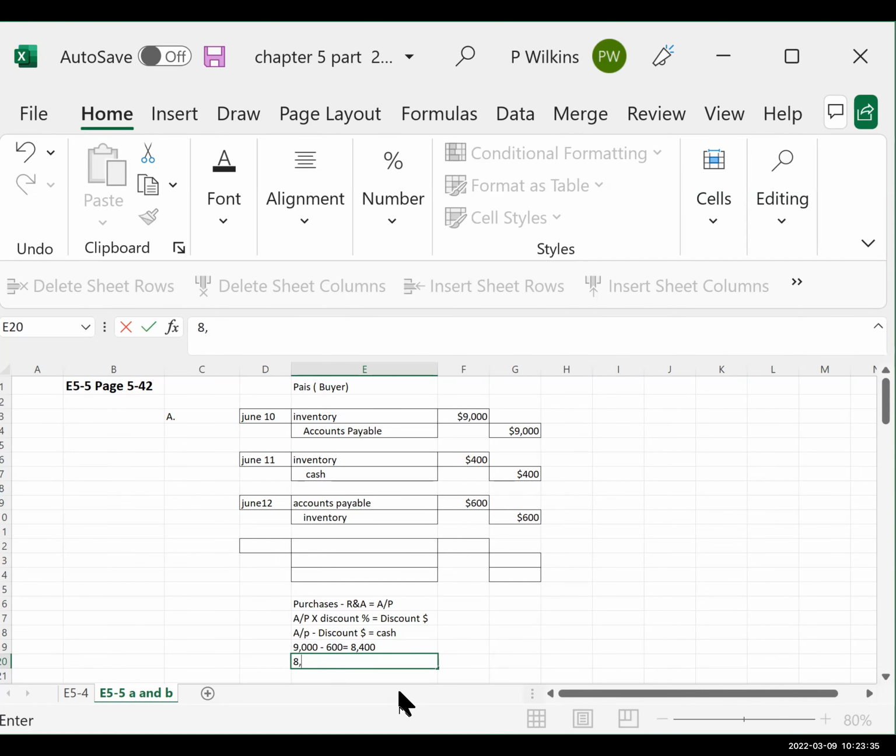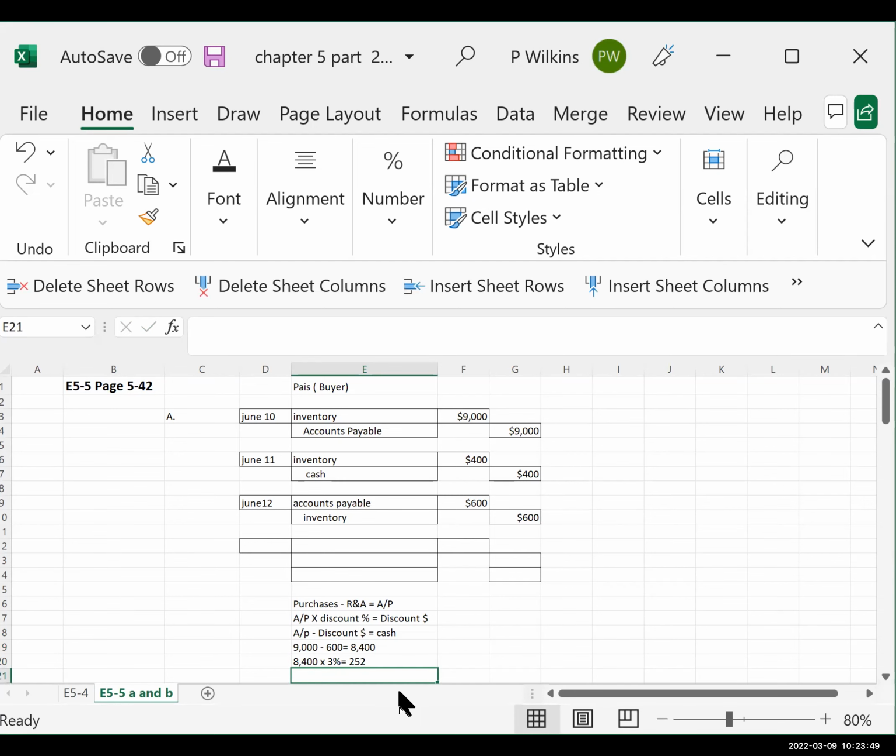So we take that $8,400, our accounts payable number, and we multiply it by the discount percentage, which is 3%. So 8,400 times 3% is $252. So we get to take a $252 discount.